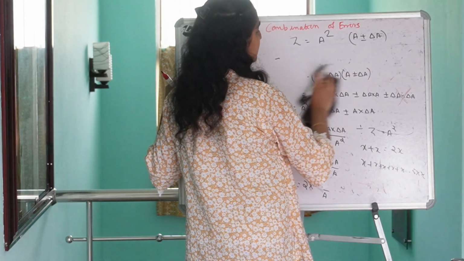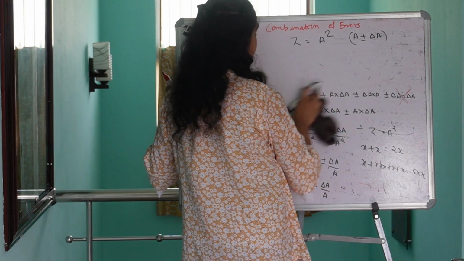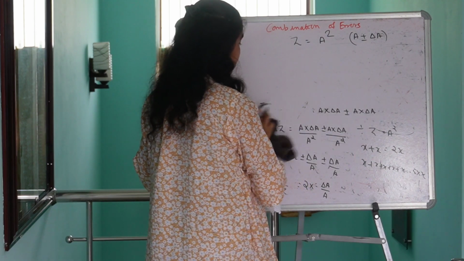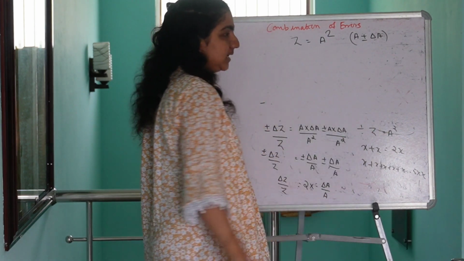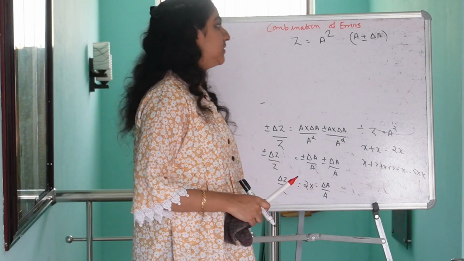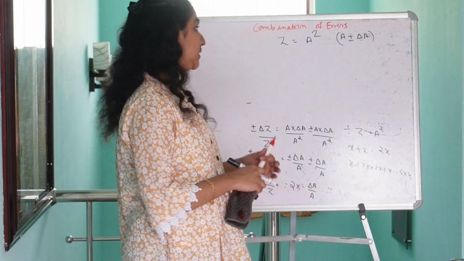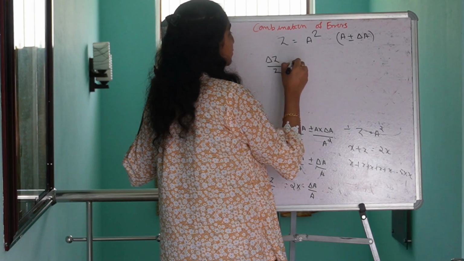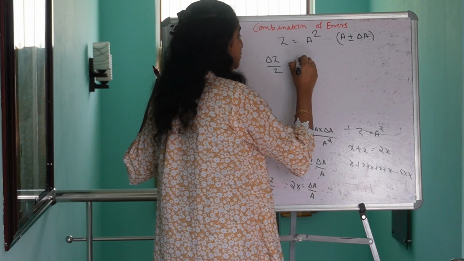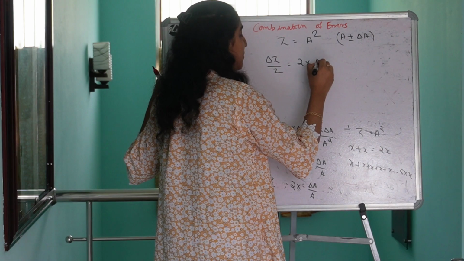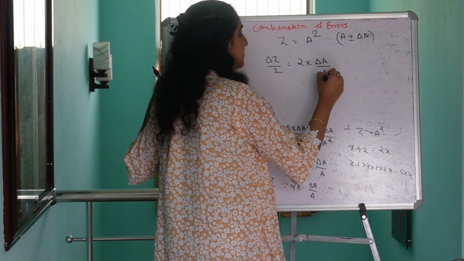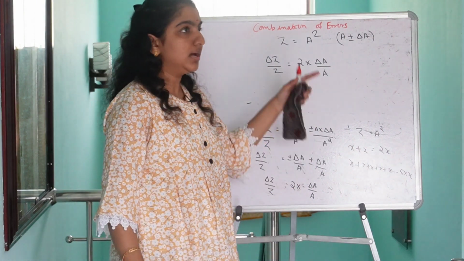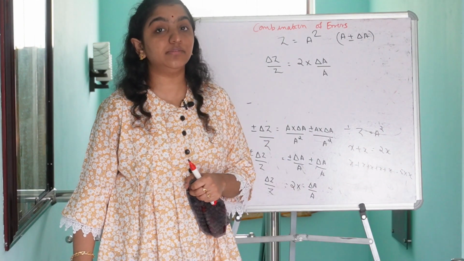What is the relative error in the resultant when we are finding powers of physical quantities? We can say the relative error in z is equal to the power value into the relative error in the individual measurement.